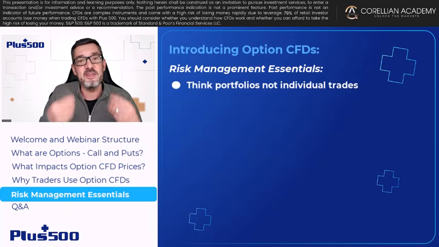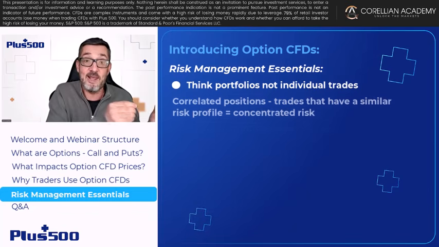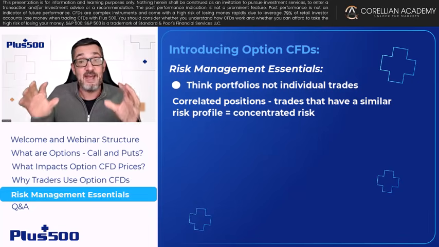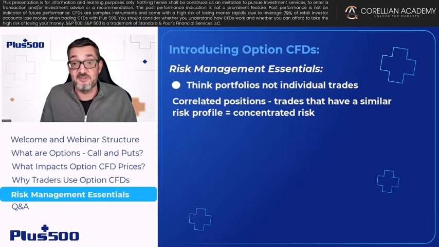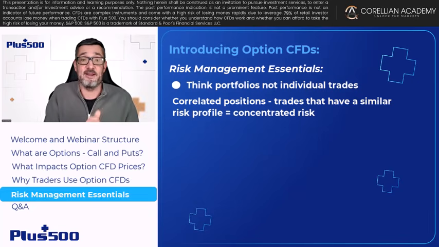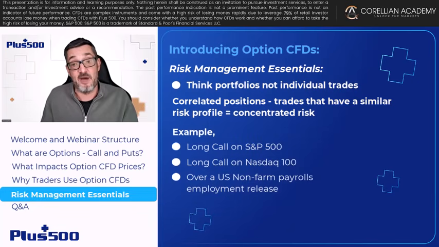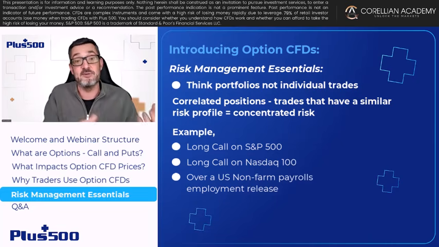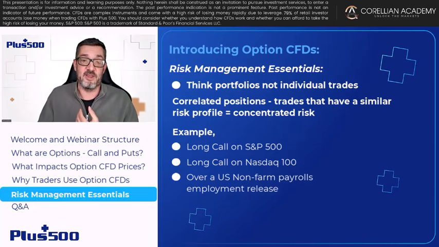And then finally, think in terms of portfolios, not individual trades. Correlated positions equal concentrated risk. This is how traders accidentally create clustered risk without realizing it. Two trades can look different on the surface, but behave almost identically underneath. For example, being long a call on the S&P 500 and also long a call on the NASDAQ 100 over a US non-farm payrolls release. If one goes wrong, they both tend to go wrong together.